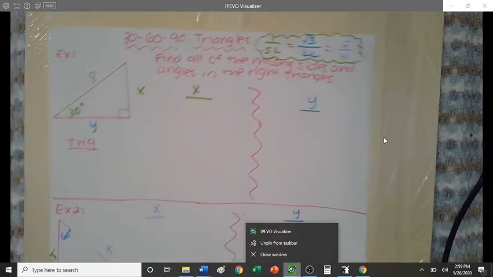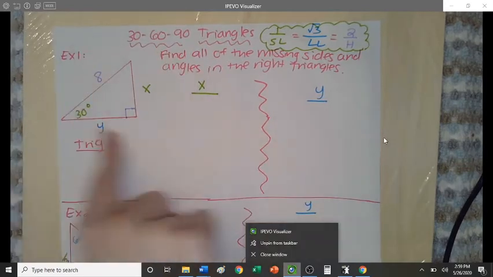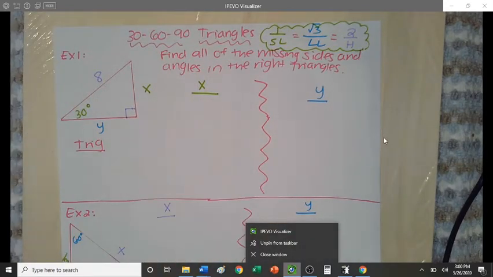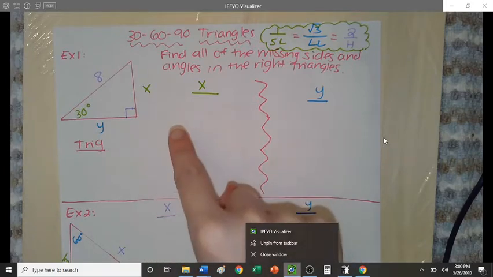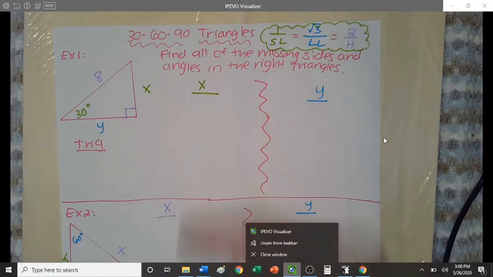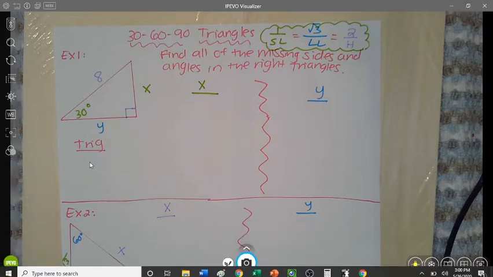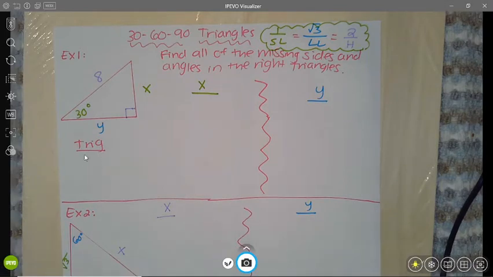Okay. So, example 1, I have the right triangle drawn. I'm going to show you how to solve for the missing sides of this 30, 60, 90 triangle, which I'll explain how I know it's a 30, 60, 90 triangle. And then I'm also going to show you only in example 1 that you can also use trig to still solve for the sides of your right triangle.